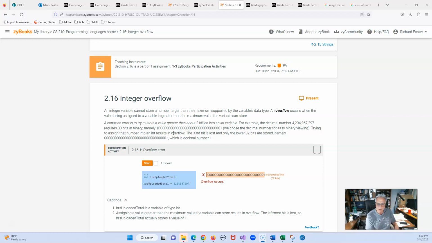You can see mostly we're dealing with signed integers, but in this particular case, this is an unsigned integer, and an unsigned integer is going to be 4 bytes, which is 32 bits. So you can see in the example here that there are 32 bits, but because we're using 4294 all those way up to 297, that's going to exceed the highest value, which is going to be 4,294,967,295. So that would be all ones.